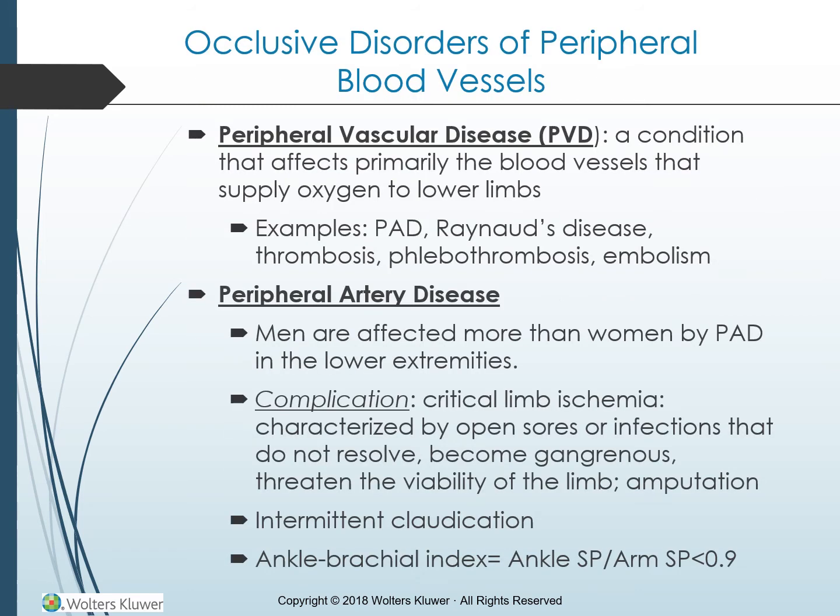Occlusive disorders of peripheral blood vessels. PVD, peripheral vascular disease, is a general term for disorders that affect blood vessels distant from the large central blood vessels supplying the heart or that circulate blood directly in and out of the heart. Peripheral vascular disease includes disorders that affect arteries or veins. Common peripheral vascular disorders which reduce blood flow by various mechanisms include peripheral artery disease, called PAD, Raynaud's disease, thrombosis, phlebothrombosis, and embolism.